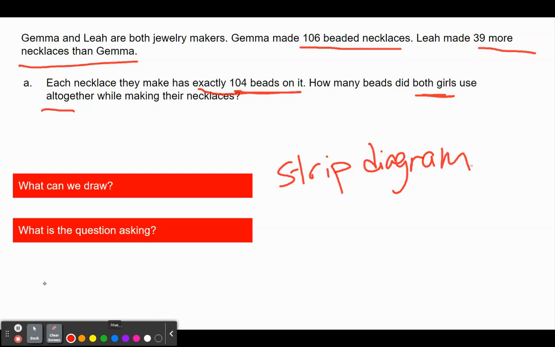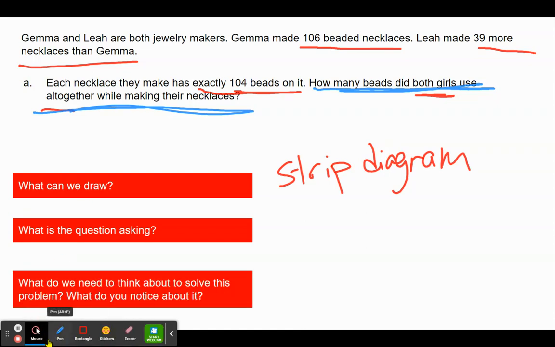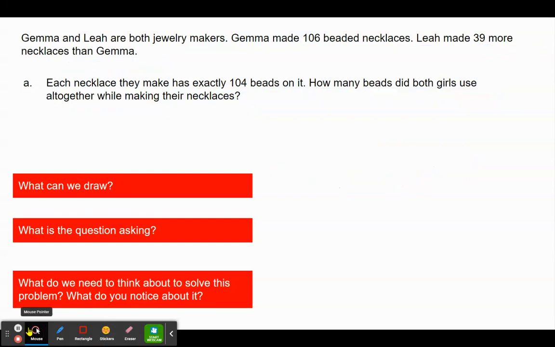If we look over here, it says, how many beads did both girls use all together while making their necklaces? So I want to figure out how many beads both girls used. And our last question, what do we need to think about to solve this problem? What do you notice? The first thing I'm noticing is that Leah made more necklaces than Gemma. That's really important, so we have to remember that as we go through. All right, now let's dive into this problem.